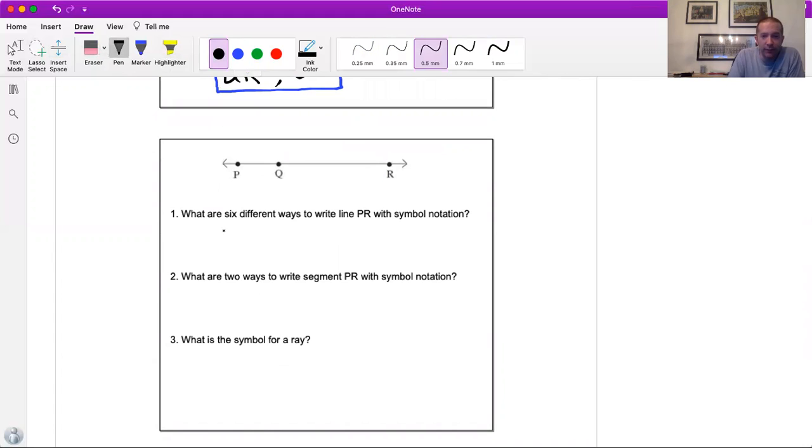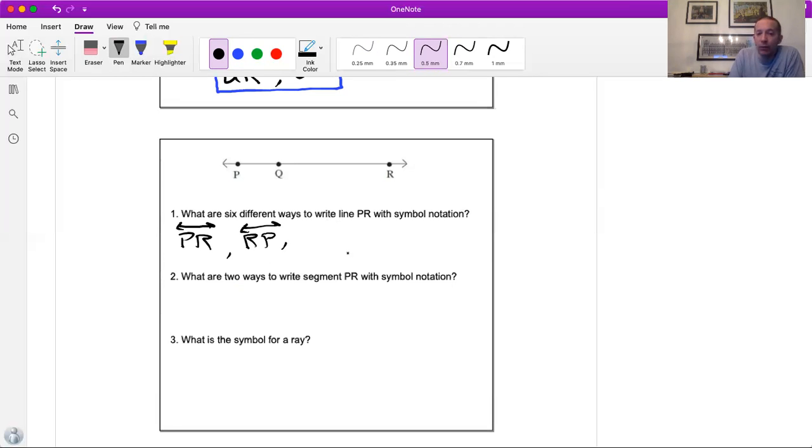And this is just a general review. This is the last thing. What are 6 different ways to write the line PR with symbol notation? That's a fancy way to say that, symbol notation. So maybe the first way you might think of is PR, just like that. That's line PR, PR with a double arrow over it. I also know that since it's a line and it goes on in both directions forever, I can just switch the order of those and it doesn't make any difference.